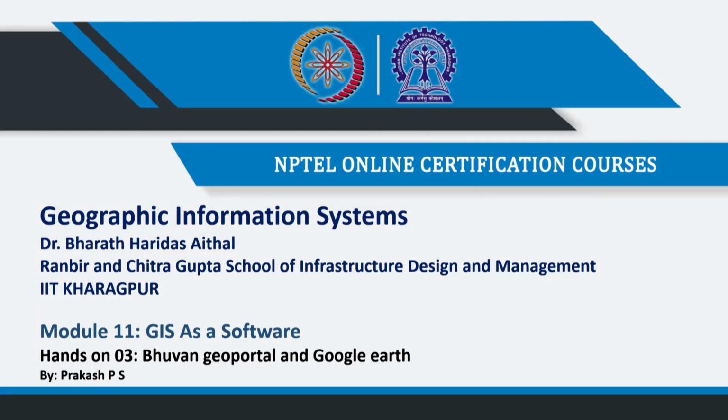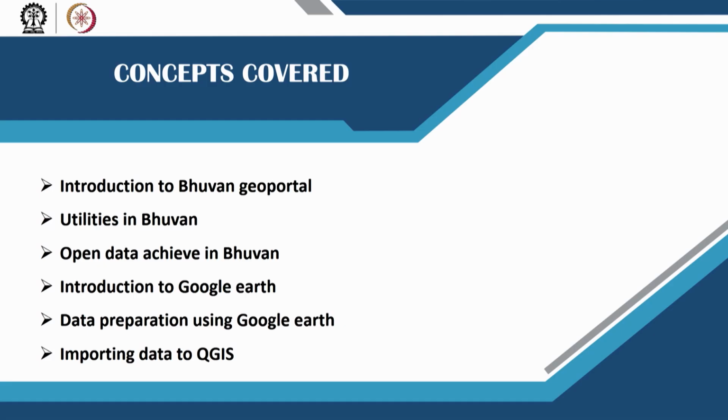Welcome to the course on Geographic Information System. This is module 11, GIS as a software. In this module we are going to look at Bhuvan GeoPortal and Google Earth. The concepts covered in this session are introduction to Bhuvan GeoPortal, various utilities in the Bhuvan, and open data archive in Bhuvan, and introduction to Google Earth and how to prepare data using Google Earth and importing the prepared data to QGIS platform.